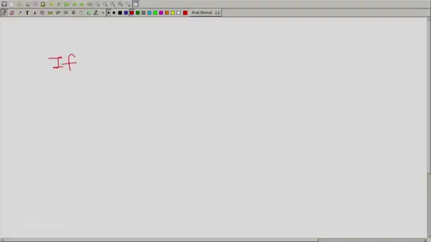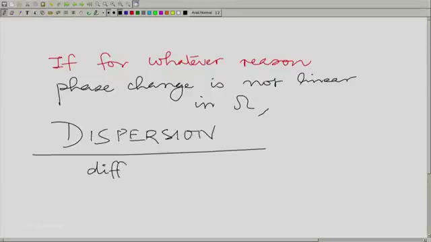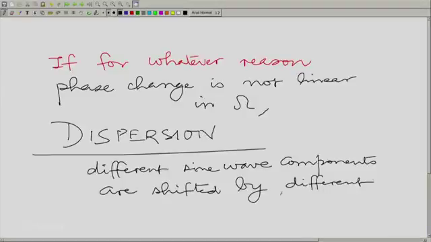Now, visualize a situation in which you have a signal comprised of many sine waves, and if you want to shift the signal in time, of course, all these sine waves should be shifted by the same time. That means the phase changes should be proportional to the frequency. If they are not, then different sine waves will be shifted by different amounts in time. And then you have a phenomenon called dispersion. So, let us write that down. If for whatever reason the phase change is not linear in omega, we get a phenomenon called dispersion. Different sine wave components are shifted by different times.